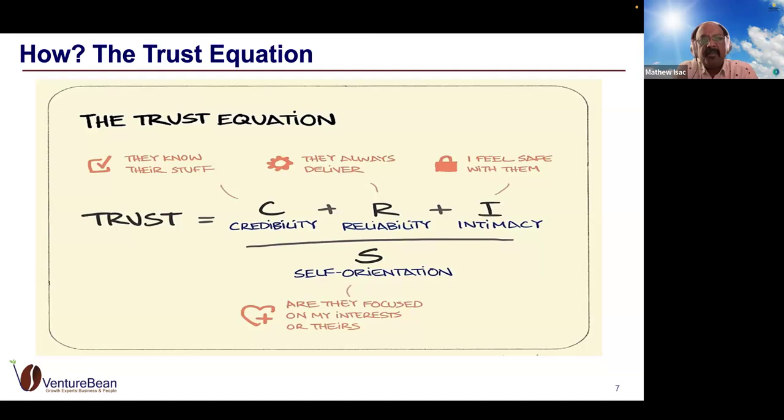The trust is a simple equation. It is C plus R plus I divided by S. C is credibility. R is reliability. I is intimacy. And it's divided by S, which is self-orientation.